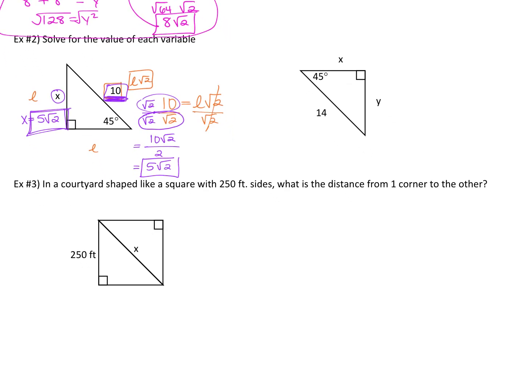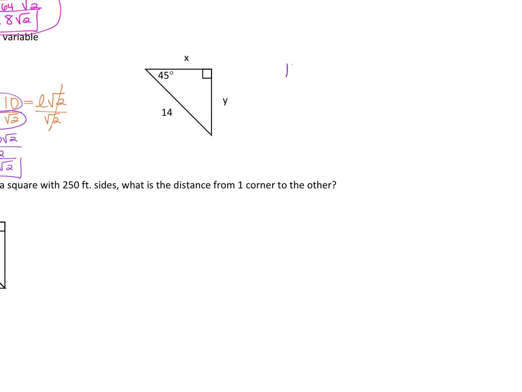Okay, let's try it over here. What are we going to set 14 equal to? Which side of our 45, 45, 90 is the 14? The hypotenuse. And what is the hypotenuse in a 45, 45, 90? L rad 2. So you're going to say 14 equals L rad 2. How do you solve for L?